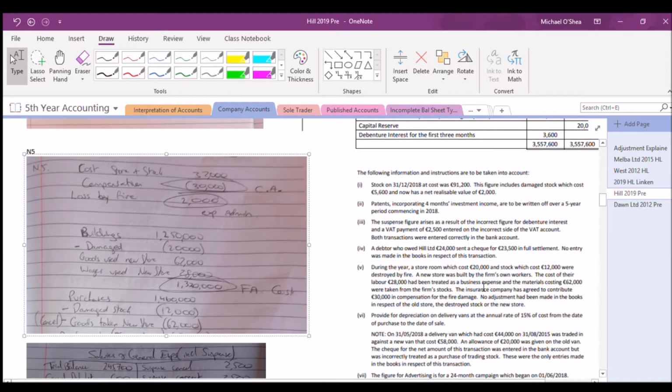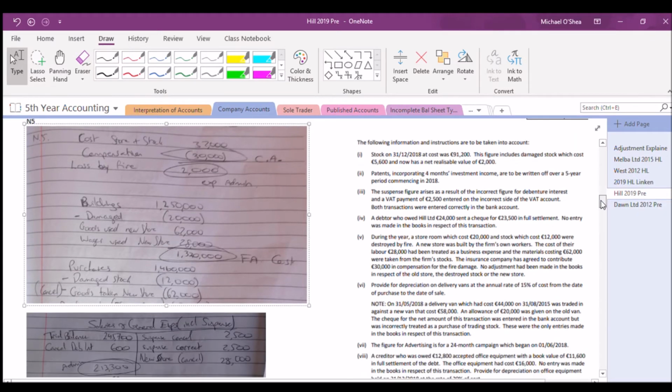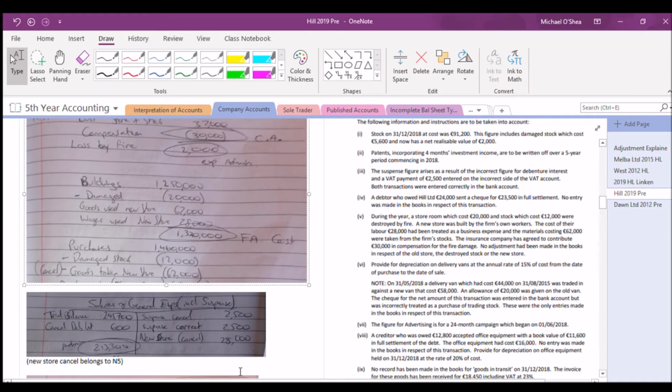The second thing we've done here is we've taken out the 20,000 from buildings because it's destroyed. We've taken out the 12,000 for purchases because it's destroyed. And the last part of this is they're saying that the 28,000 was treated as a business expense for labor. I'm going to cancel that. It told us that the 62,000, the materials costing 62,000, were taken from the firm stocks.